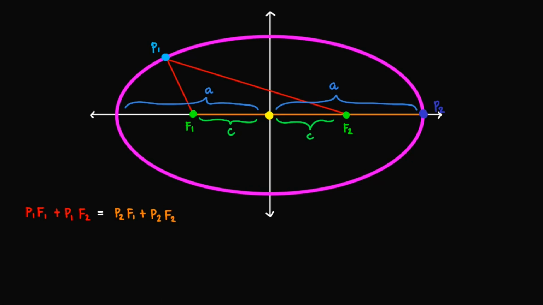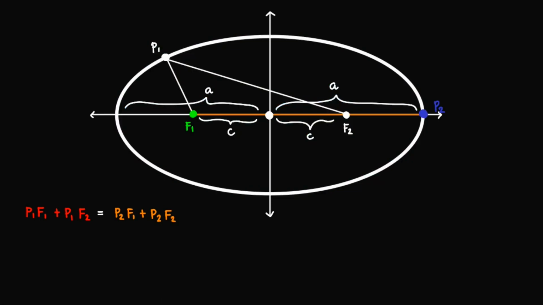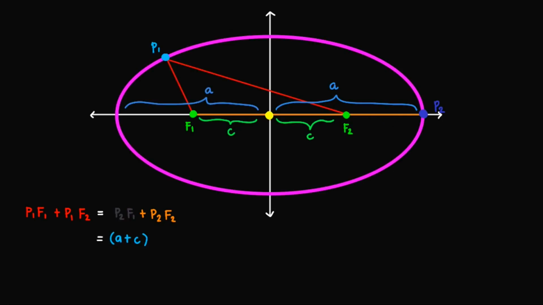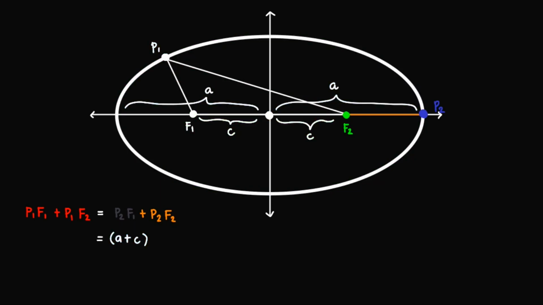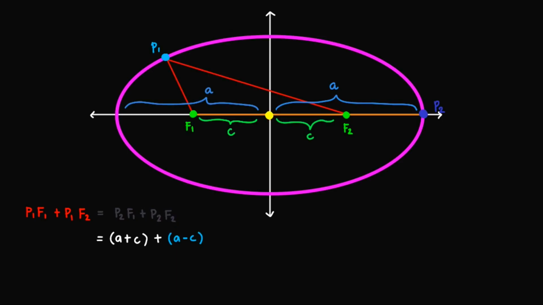So for the line segment P2F1, to obtain this, we simply add C and A. Since when we add C and A out here, we'll obtain this whole length. So we'll have A plus C. For P2F2, what we do is we simply subtract C from A. So by subtracting, we'll obtain this. So we have A minus C out here. And then simplifying this, we can cancel out the C's since we have positive and negative C, and we'll be left with A plus A, or 2A.